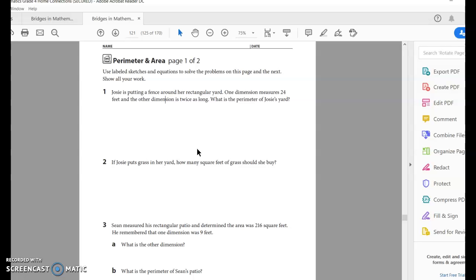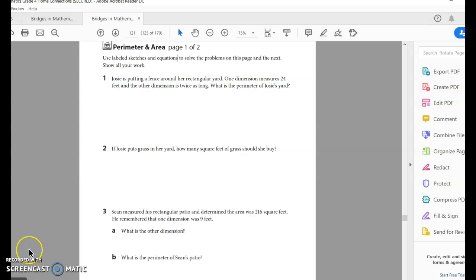Please make sure you are showing all of your work with a sketch and an equation. I don't care if you can do it in your head. I want to see the sketch and equation because that is in the directions. Number 2. If Josie puts grass inside the yard, how many square feet of grass should she buy? So you have to use number 1 to help you solve number 2. One of them is perimeter and one of them is area with the same dimensions. So you have to decide which one is which.